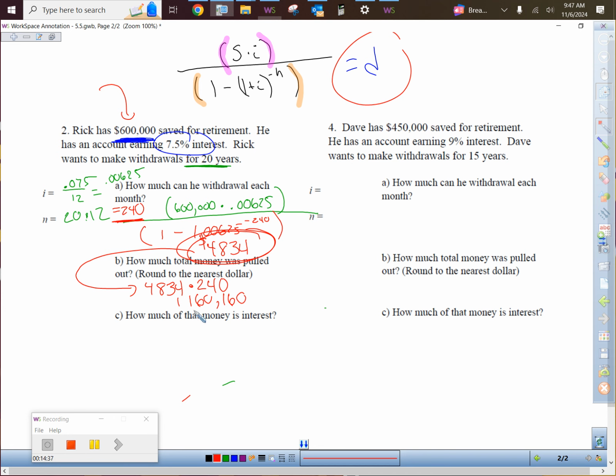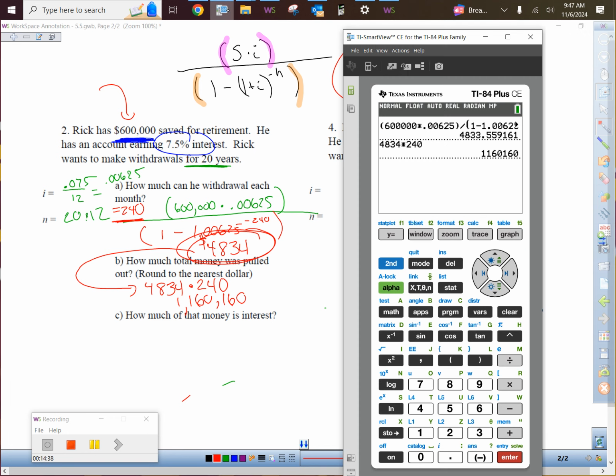1,160,160. Is that the right number? I've got to double check it. 1,160,160. He started with $600,000, and then because of this payout annuity, he could take out almost $5,000 a month for 20 years. So he actually took out $1 million plus in that scenario.